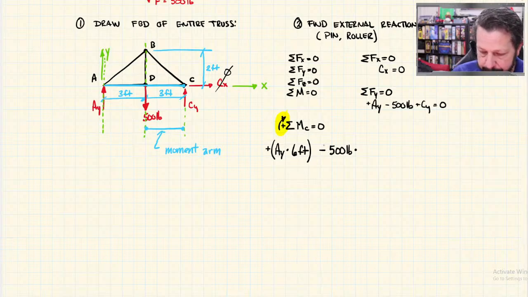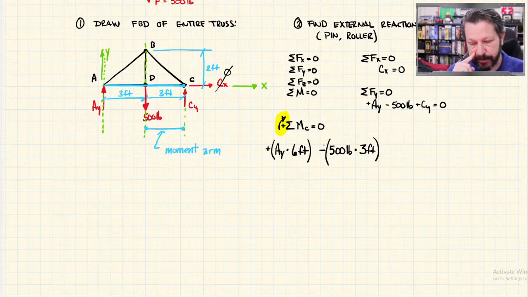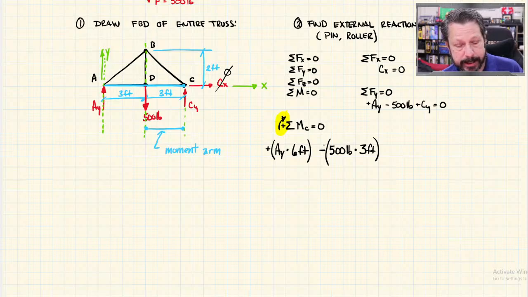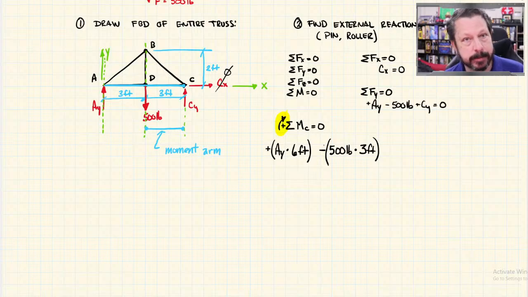Now, I didn't ever write my 3 feet here, right? I said it, but I didn't write it. So 500 pounds times 3 feet would be the moment about point C that the 500 pound force at D creates. So moments are going to have units of foot-pounds or Newton meters or inch pounds, force times a distance. They could be a distance times a force.